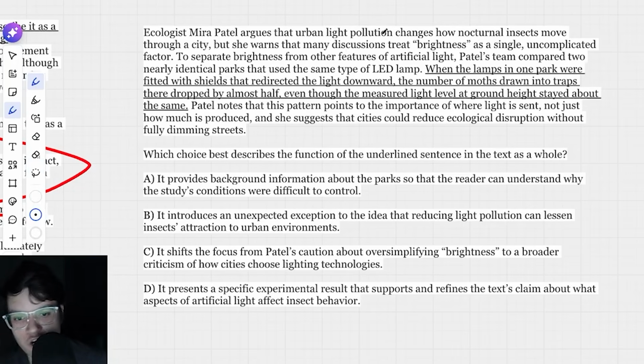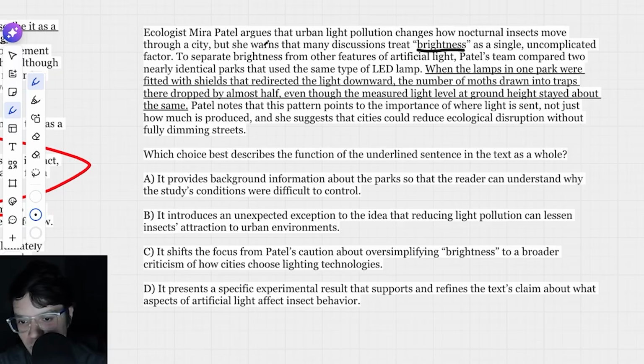She warned that many discussions treat brightness as a single uncomplicated factor. So a little bit of confusing stuff here, but the overall idea that I think I'm getting here is that brightness, so basically how aggressive the lights are, is just one thing. A lot of people say it's just one small factor and it's not a broad scale thing, I guess. Kind of confused about what that means myself, honestly, but I think it'll make more sense as we go through the rest.